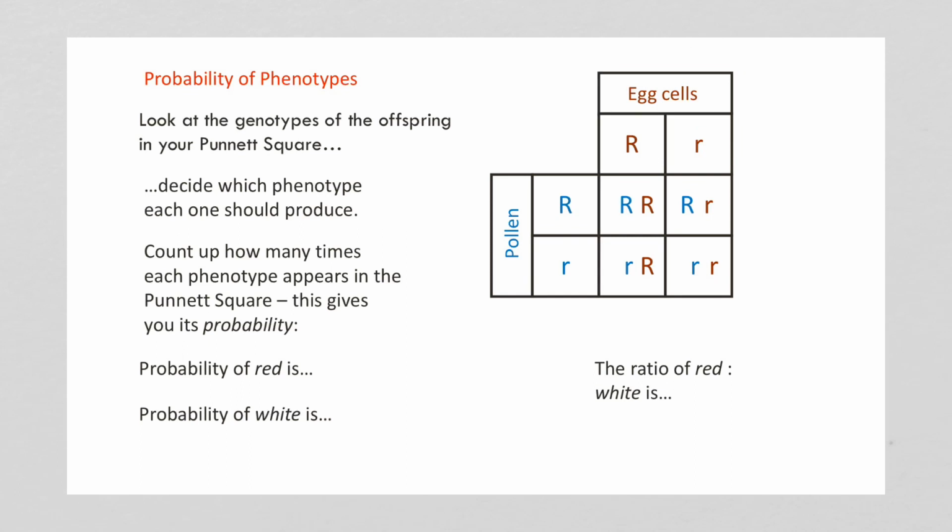Now, if we look at the genotypes, we can decide the phenotypes each one should produce. So if you take a look, there are 3 options where you end up with at least one big R, and that's the dominant allele. So we've got this one, we have this one, and we have this one. So the probability of red is 3 out of 4, or 75% of the time you should have a red flower. The probability of white is just 1 out of 4, or 25%. So the ratio of red to white is 3 to 1, and that's how you do the notation.